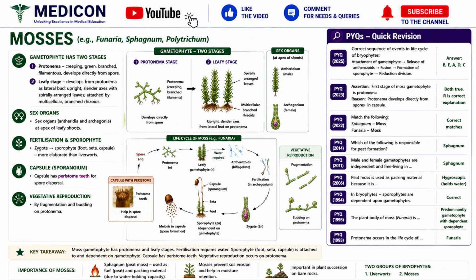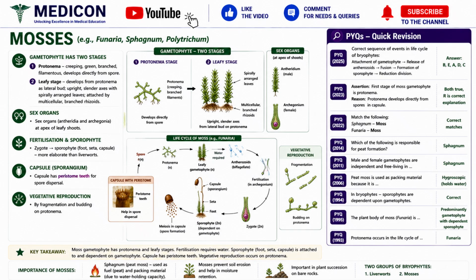The sex organs are antheridia and archegonia at the apex of the leafy shoots. Fertilization occurs and the zygote develops into the sporophyte, which has foot, seta and capsule, more elaborate than in the liverworts. Capsule is the sporangium. Capsule has peristome teeth for spore dispersal. In the liverworts, we had elaters for dispersal, and here we have the peristome teeth for spore dispersal.